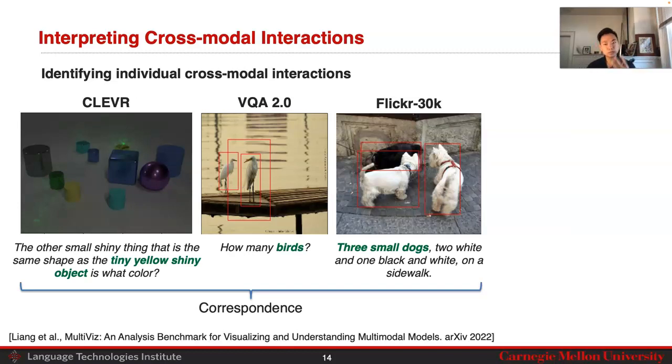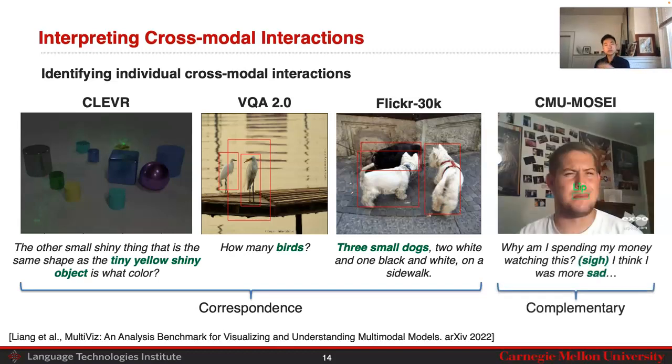You can actually see that on CLEVR, the model does attend to the tiny yellow shiny object as the correspondence for the words tiny yellow shiny object. And likewise, you can do that for VQA. It does attend to the word birds as a second-order interaction of the text birds, and likewise for 3 small dogs. So these are ways of identifying these corresponding cross-modal interactions in trained multimodal datasets and models at a very specific level for individual data points.